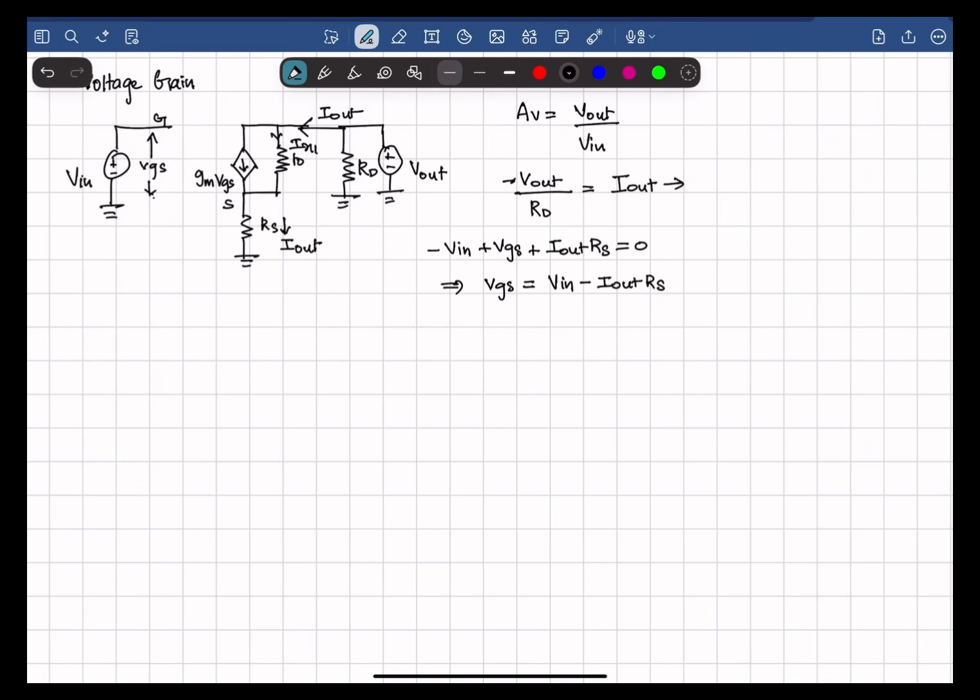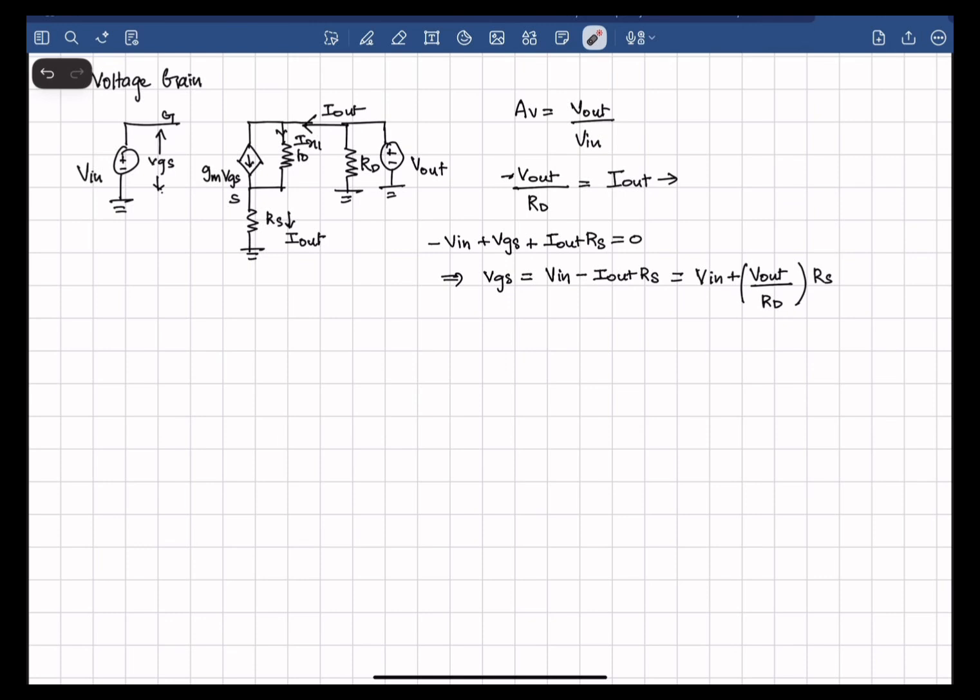Plugging in the value of Iout here, we get VGS is equal to Vin plus Vout divided by RD into Rs.